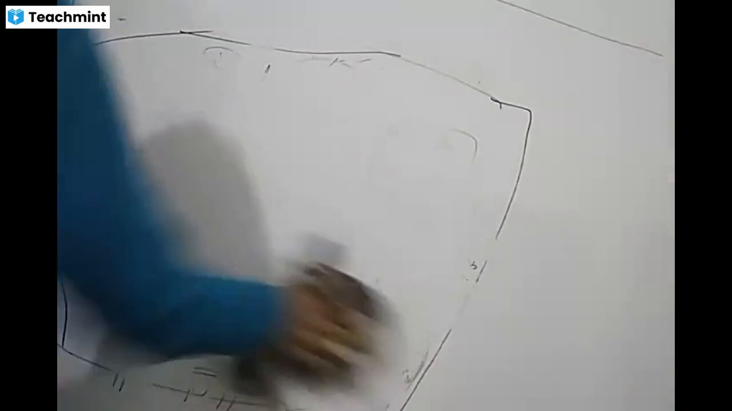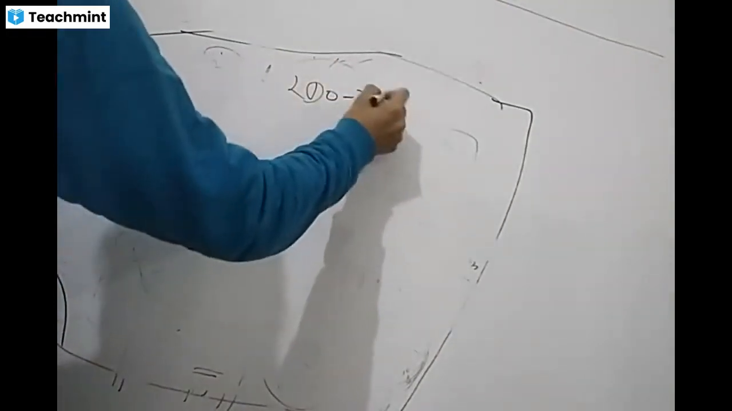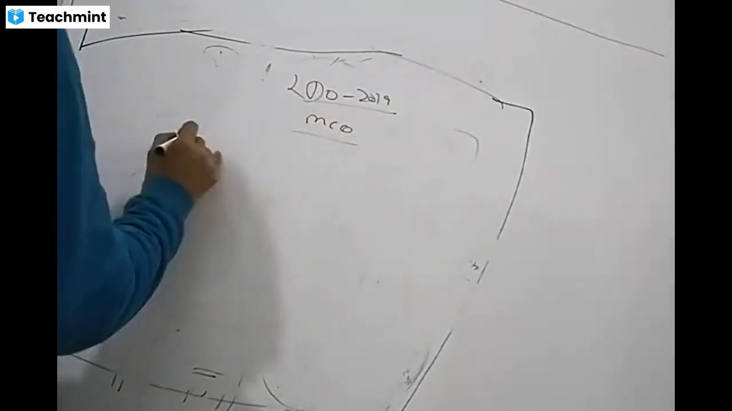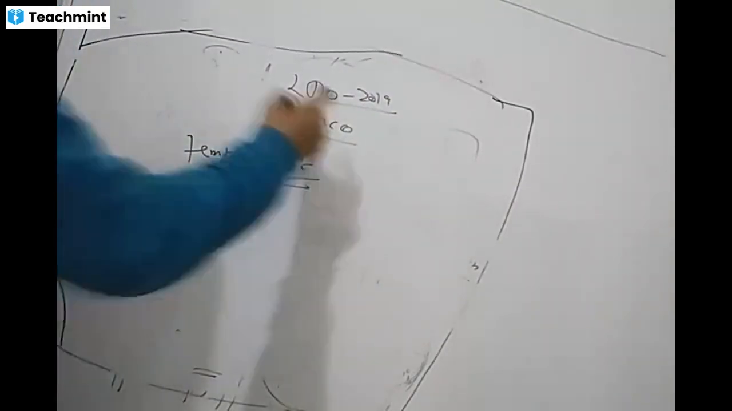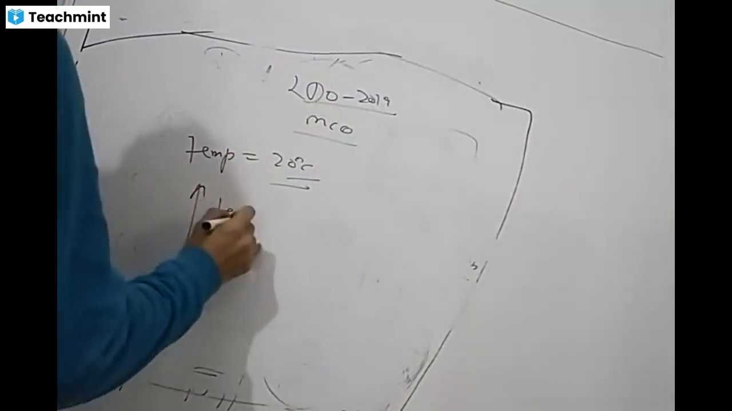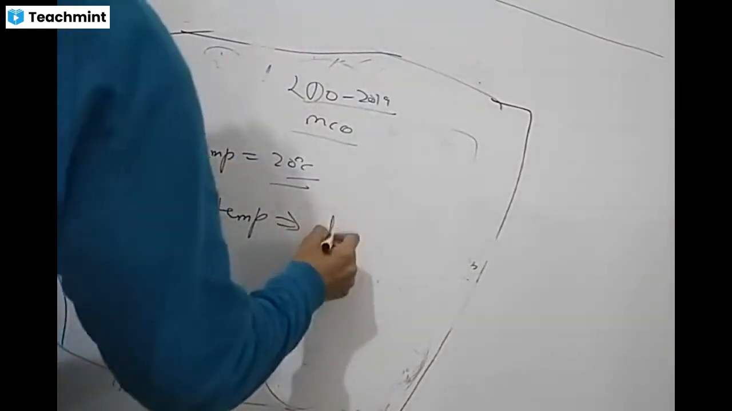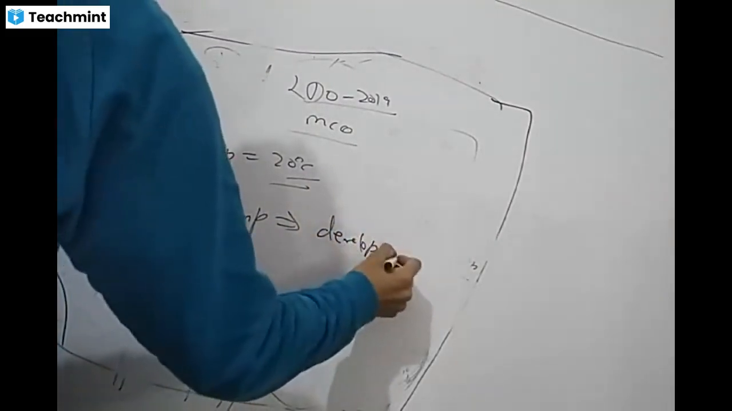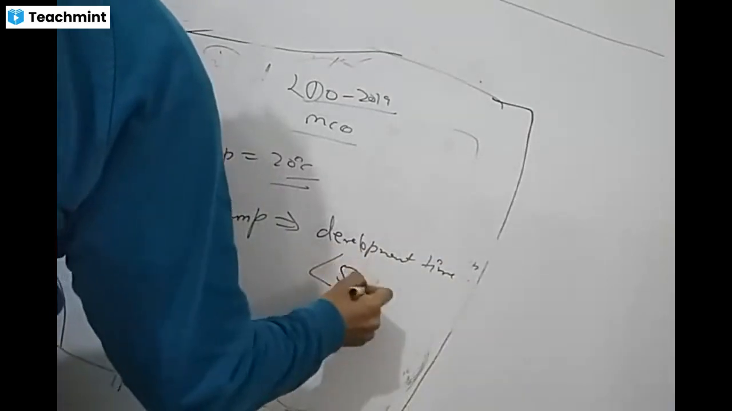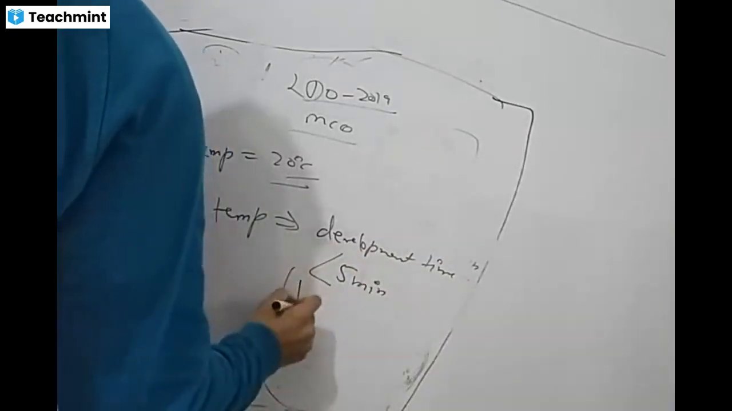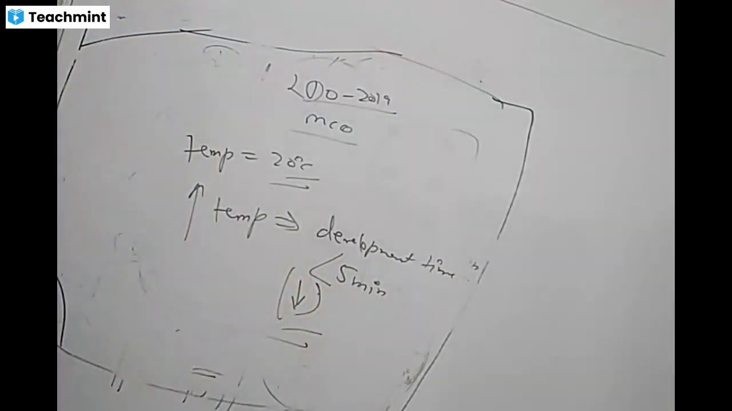In LDO 2019 there was one MCQ that the temperature is 20 degrees centigrade. They asked if we increase the temperature, then what will happen? If you increase the temperature, this development time will be less than 5 minutes. It means development time will become less, so the film will develop in less time.